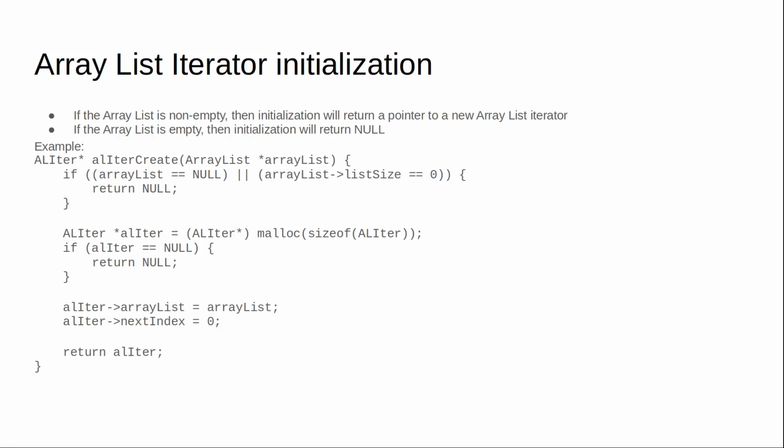There's nothing else we can do. Memory allocation has failed, so there's not enough memory to do anything. Assuming that succeeds, we're going to set the array list equal to the array list that was passed in, and we're going to set our next index to 0, so the very first index of the array list. And then we are not going to free the array list iterator in this case because we're going to return that back to the caller of this function.